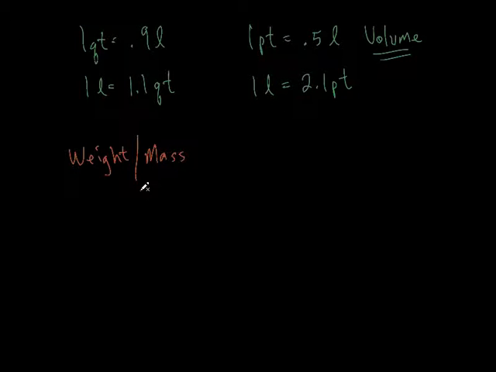Alright, let's do this one. Let's do the mass. Let's do ounces and grams. Again, I don't have these memorized. I'm looking in the book myself. Okay, so 1 ounce equals 28.3 grams.